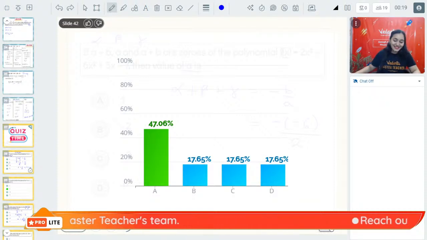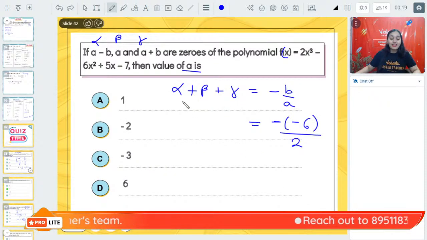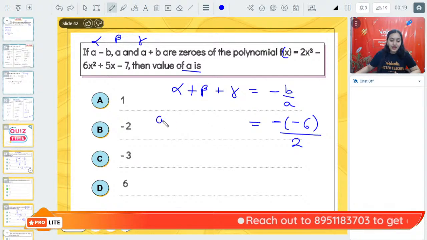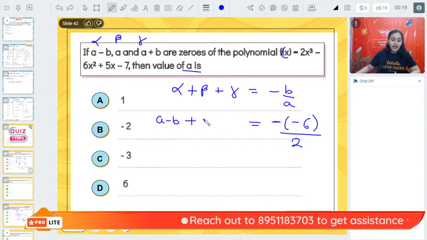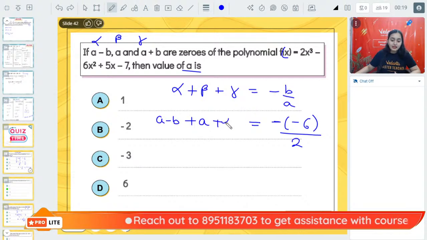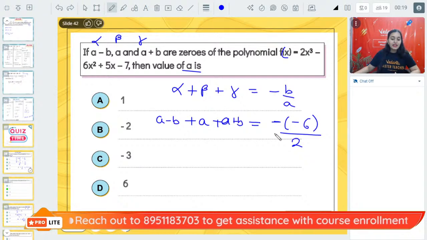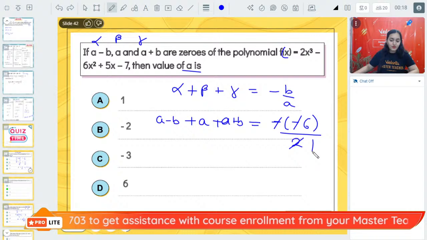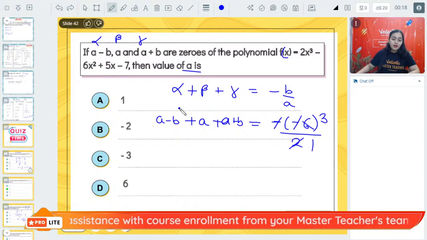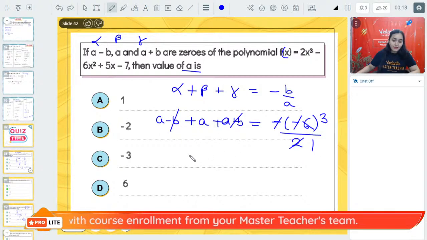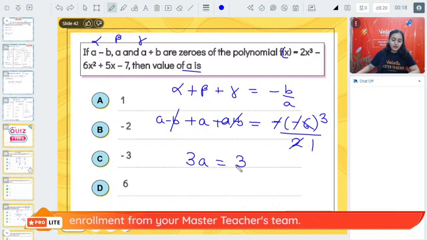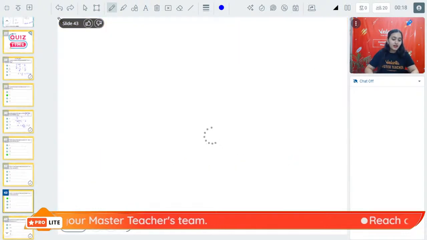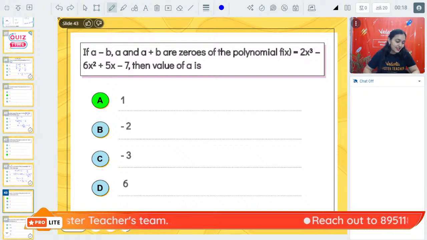Okay. It is easy. What is alpha, beta, and gamma? Alpha is a minus b. Beta is a. Gamma is a plus b, and the sum is equal to minus b upon a. Minus minus cancel. 2 1s are 2, 2 3s are 6. Minus b plus b cancel. 3a is equal to 3. So a is equal to 3 upon 3 is equal to 1. That's the right answer.